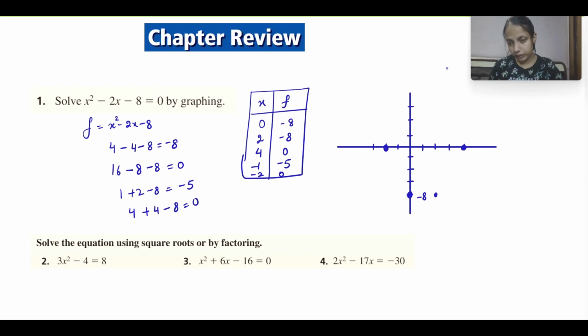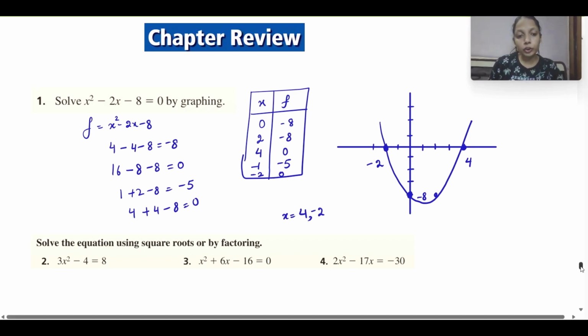So you can draw the curve passing through like this. Where does it cut the x-axis? It cuts the x-axis at −2 and at 4. So x equals 4 and −2 are the solutions. Okay.